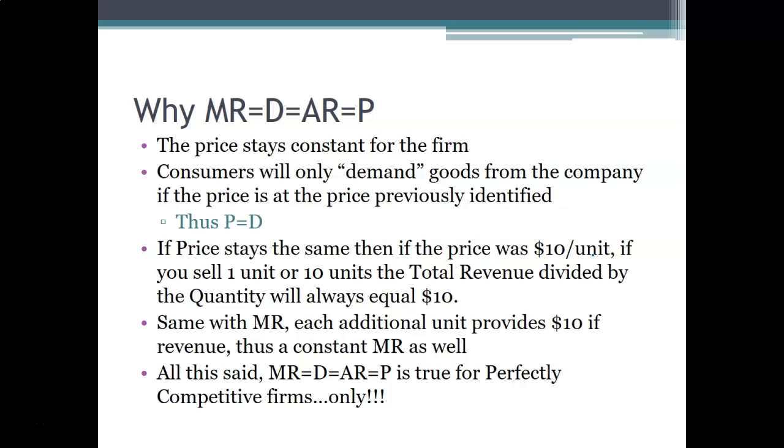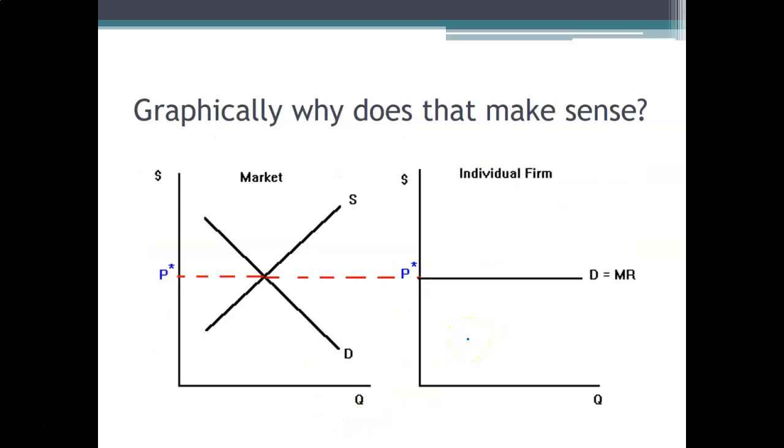All that said, Mr. D-A-R-P is for perfect competition only. Very important there. So I can give you a visual idea here. When you sell that first unit, the industry says you've got to sell for $10. If somebody sells it for $12, they're not selling anything. And for mostly cost reasons, suppliers don't want to sell it at $8. $10, that's where you have to go.